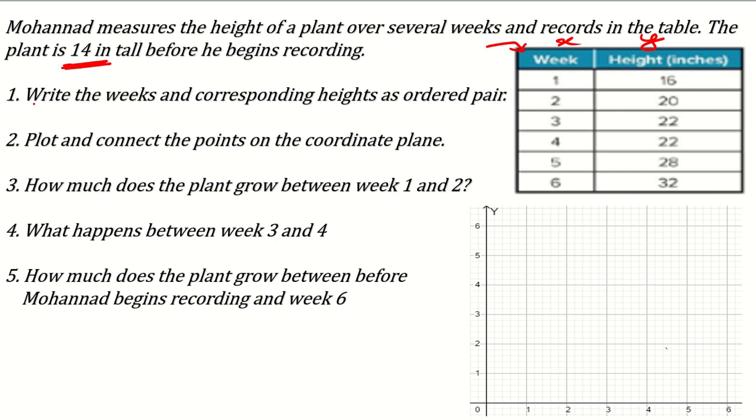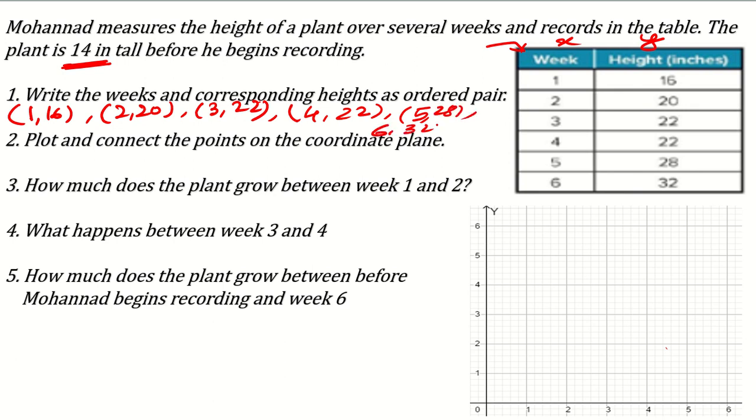So week I am taking as x and height I am taking as y. So what we can do here: (1, 16), then (2, 20), then (3, 22), then (4, 22), and then (5, 28), and then (6, 32), okay, like this. Now what you will do: plot and connect the points in the coordinate plane.